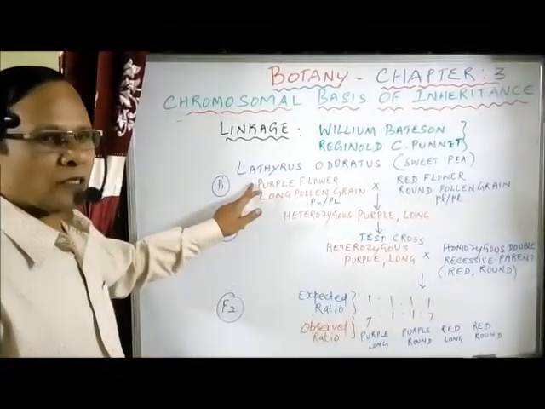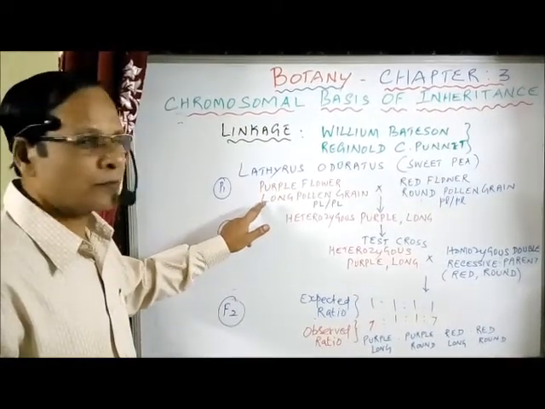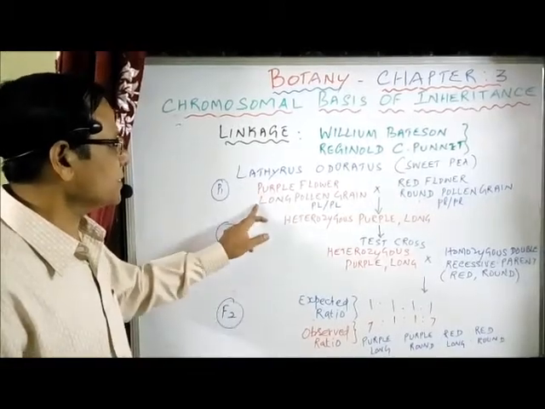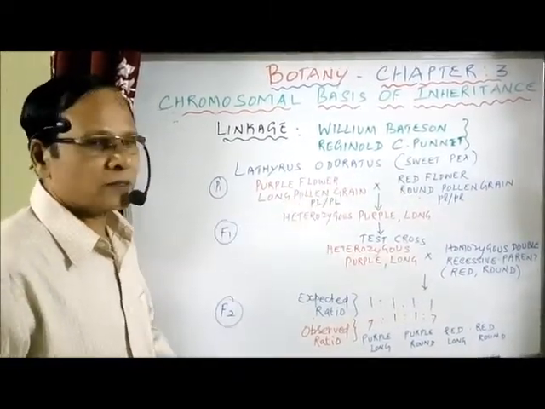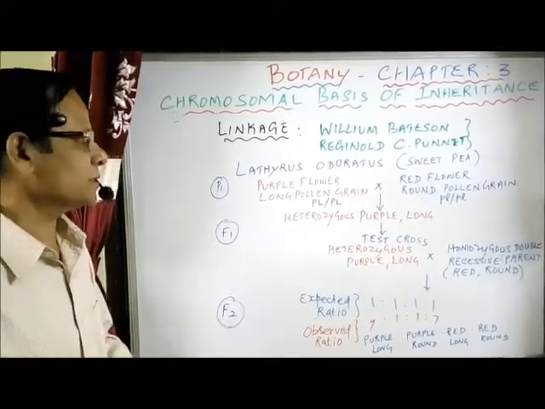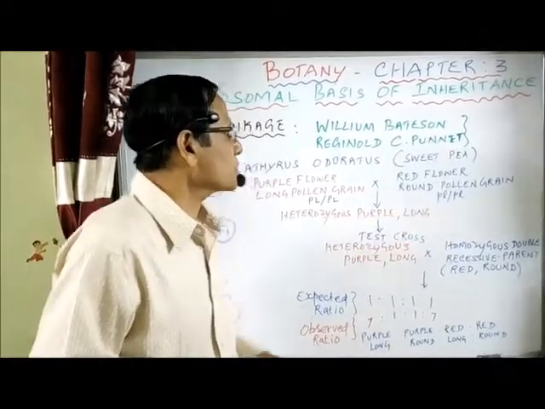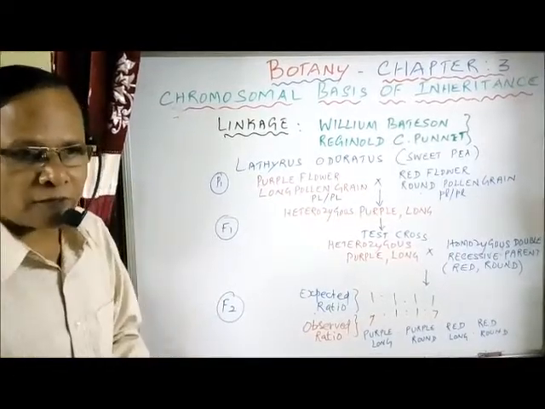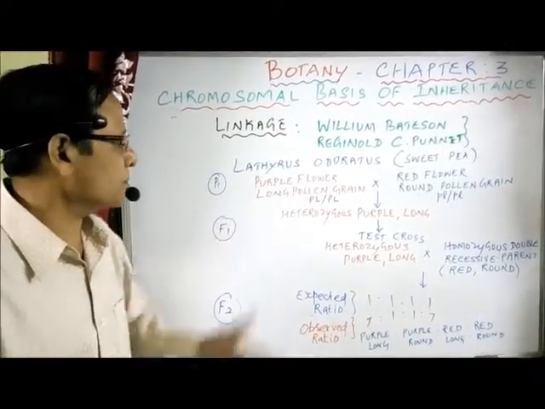Now, they took a homozygous strain of purple flower with long pollen grain. So one character is flower color, another character is the shape of the pollen grain. Then another strain of homozygous individual for the two characters: red flower with a round pollen grain. So the flower color is red, the shape of the pollen grain is round.